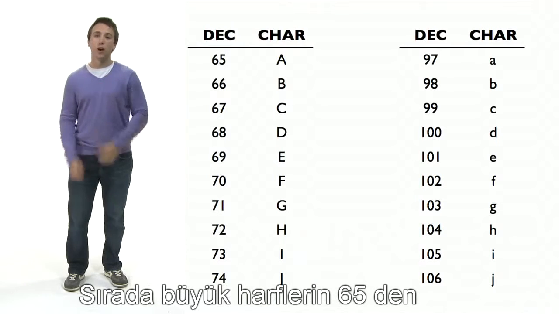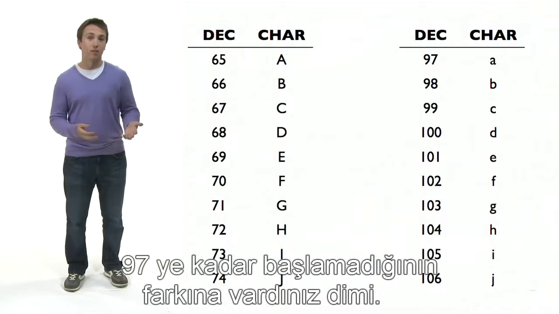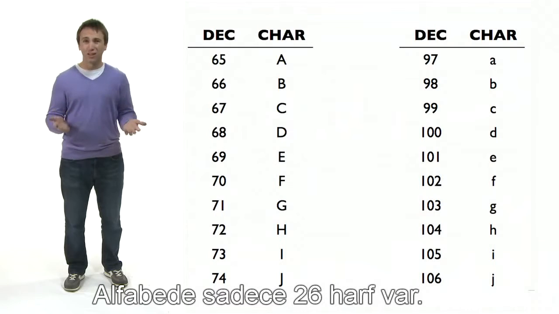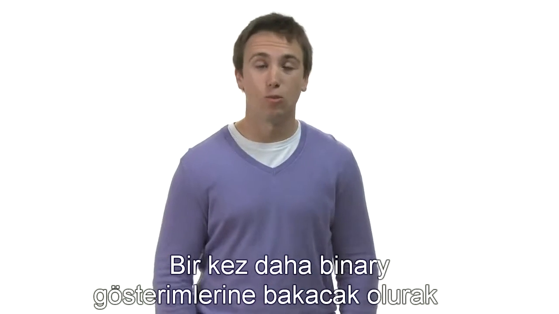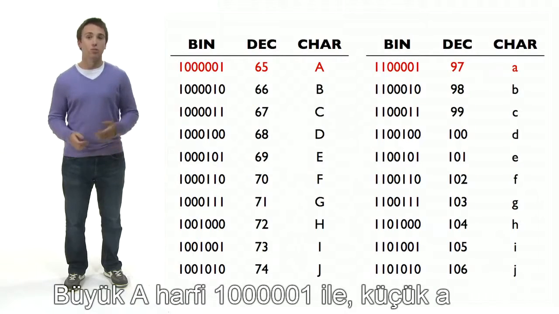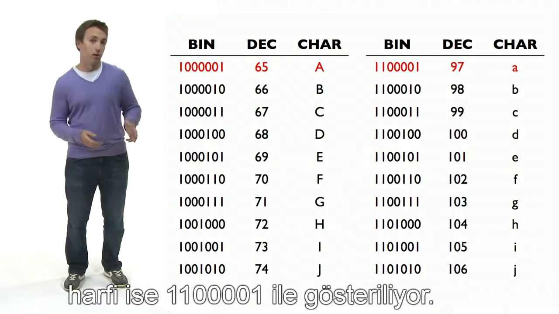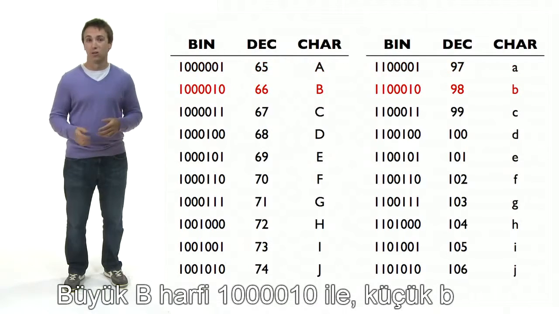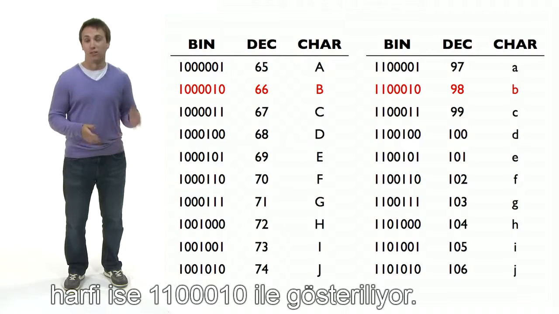Next up, you notice that the uppercase letters start at 65 with uppercase A, but the lowercase letters don't start until 97, so there are 32 spaces in between. That seems weird. There are only 26 letters in the alphabet. Why split them up like this? Again, if we look at the binary representations, we can see a pattern. Uppercase A is represented by 100 0001, and lowercase a is represented by 110 0001. Uppercase B is represented by 100 0010, and lowercase b is represented by 110 0010.